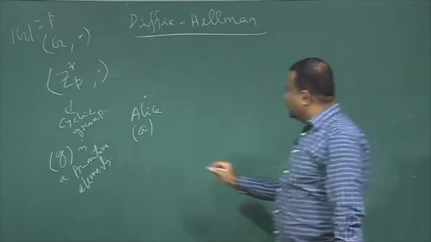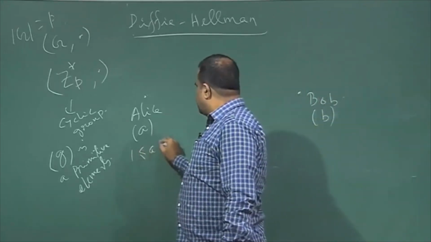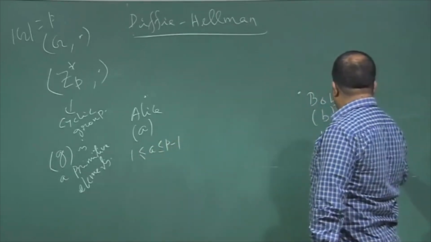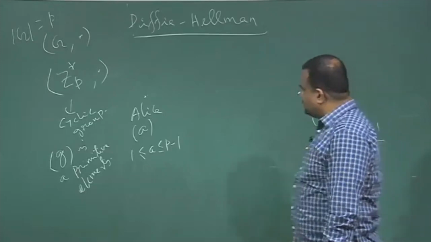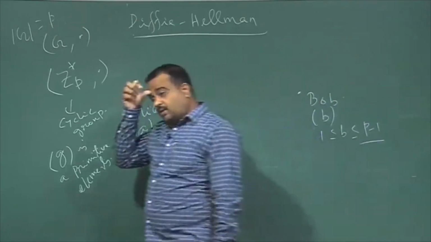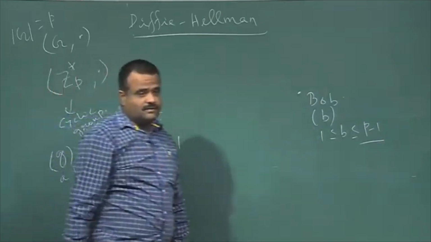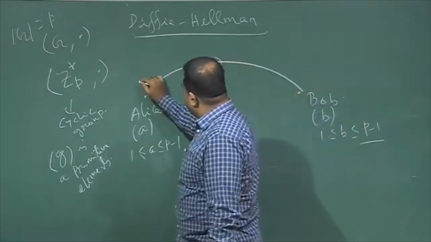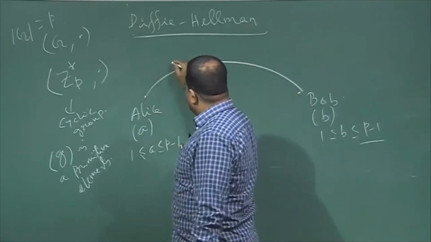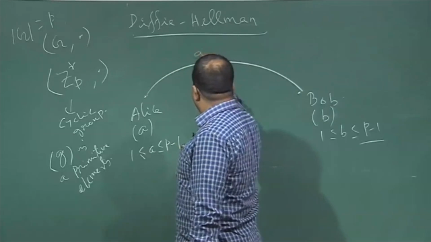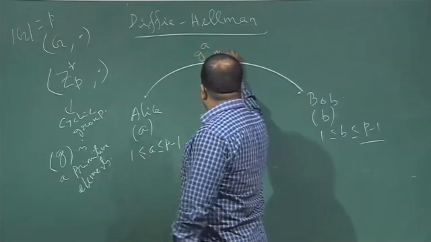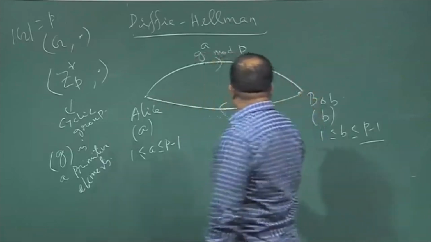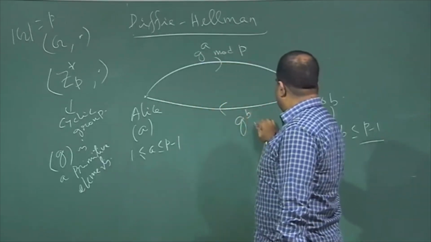Bob chooses a secret B. So A is typically in the range 1 less than or equal to A less than or equal to P minus 1, and B is also in the range up to P minus 1. These are the secrets of the two parties, Alice and Bob, and they keep them secret. Now, what are they sending? Alice computes G to the power A and sends it to Bob. So G to the power A mod P is public, and Bob sends G to the power B mod P.